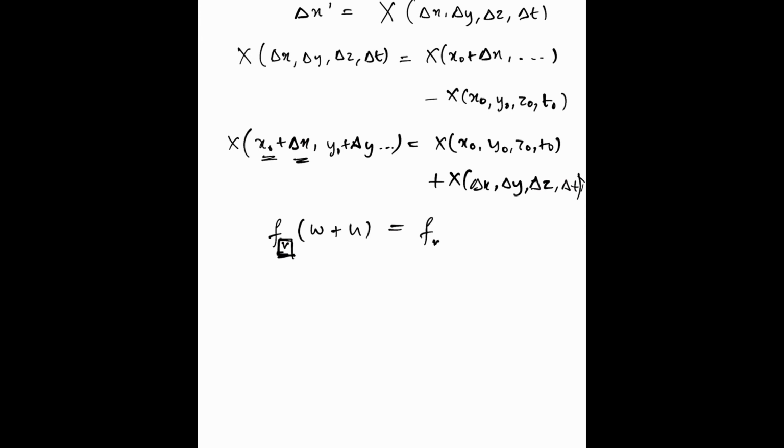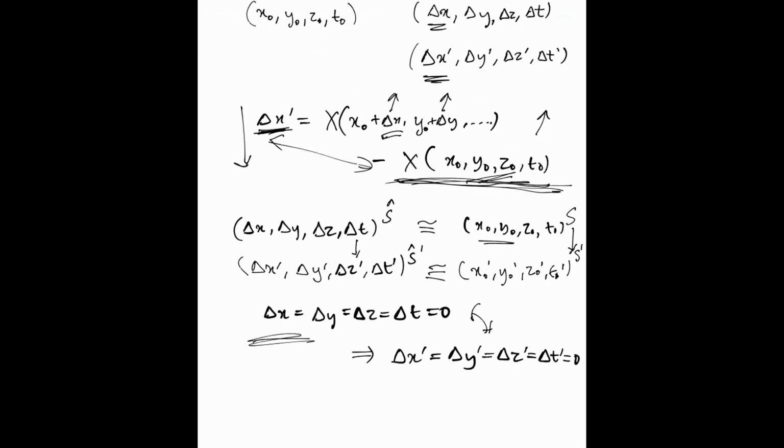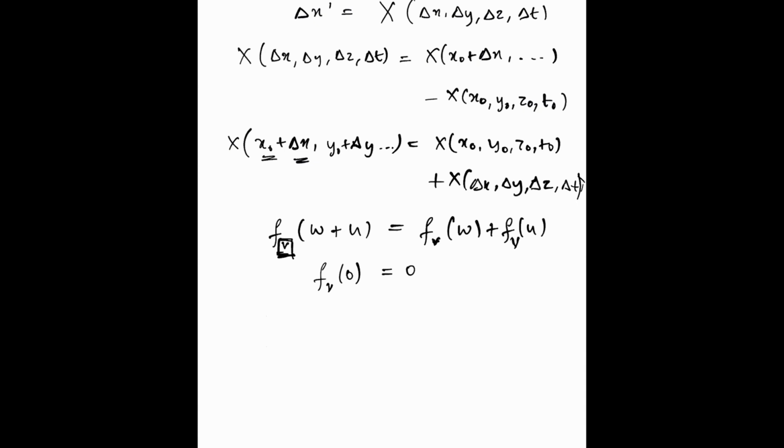What this is telling me is this is the sum of the functions on the individual positions. And the special condition is that f_v of 0 is 0. That's what this condition right here means. So now I have some very cool thing on f_v.